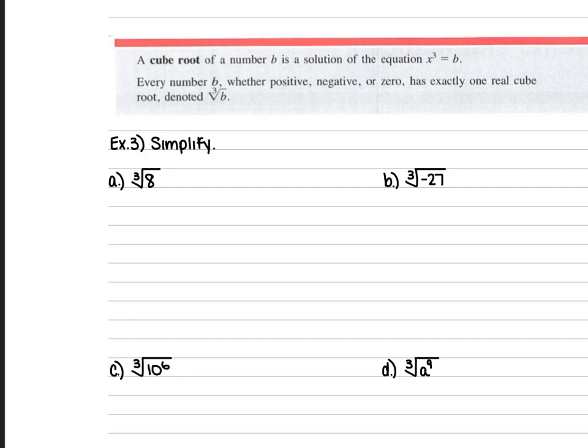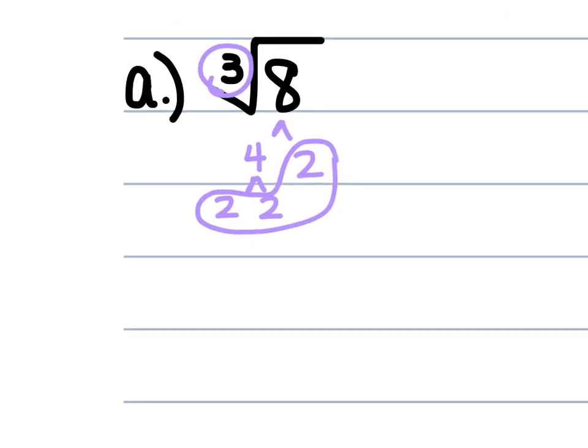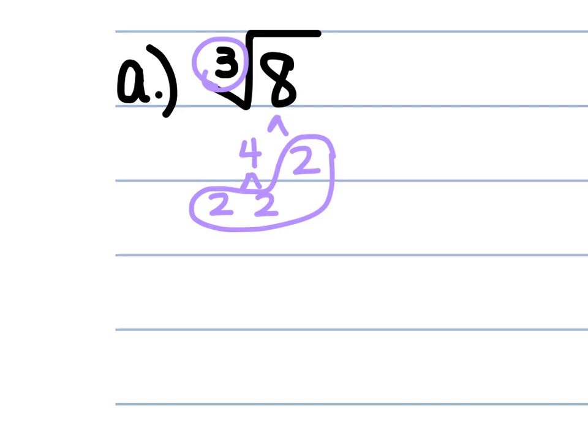For example 3, we're simplifying the cube root of 8. So the same thing that we just did, we're going to find the prime factorization of the number. We have 4 and 2. That 4 breaks down to 2 and 2. We're looking for a group of 3. These 2's are a group of 3, so this is just 2.